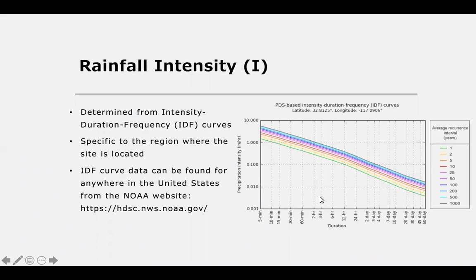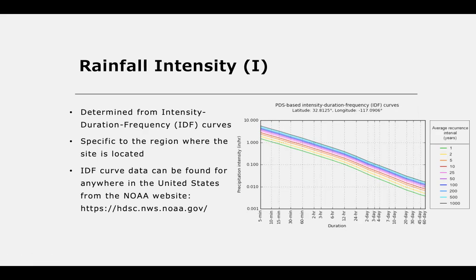Once we determine the runoff coefficients, the next step is to calculate the rainfall intensity. The way that we do this is by using intensity, duration, frequency curves. These curves are specific to the region where your site is located. For IDF curves, as they're called, the data can be found for anywhere in the United States from the following website published by NOAA. And this is an example of what one of those IDF graphs looks like.